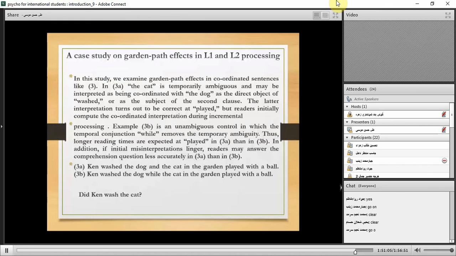However, comprehension questions that tapped lingering misinterpretation specifically were only asked after a small minority of trials, and as such it is difficult to assess the extent to which misinterpretation lingers in L1 and L2 processing of coordinate ambiguity. Based on this study, they also tested for individual differences in processing by proficiency, but did not find any significant effects.